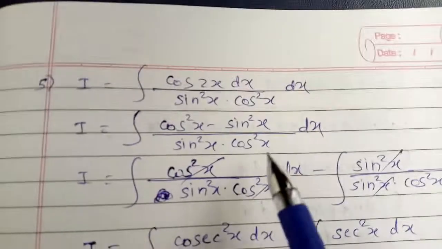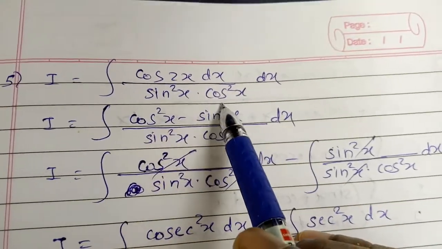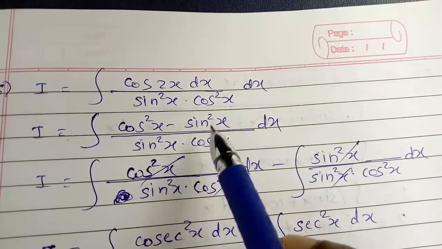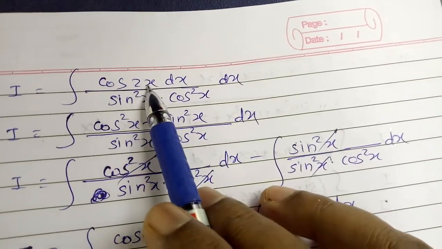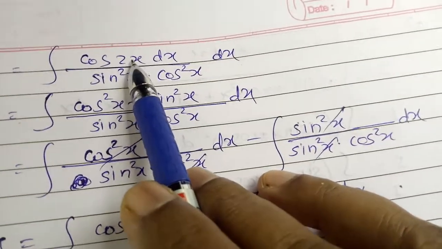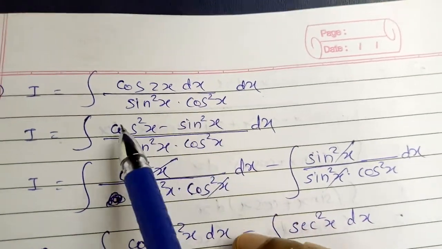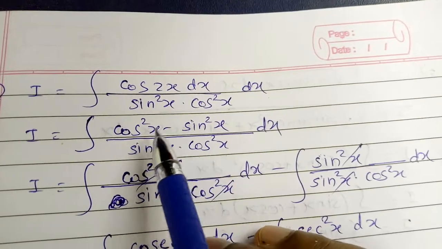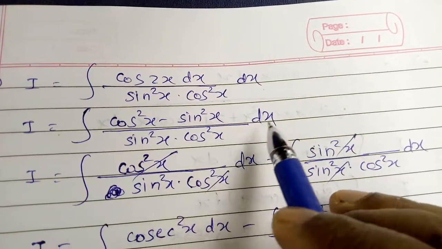Now see example number 5. Integration of cos 2x dx upon sin square x into cos square x dx. So again the denominator is in terms of square, so we are going to apply the formula of cos 2x which is in terms of cos square x and sin square x. So I is equal to integration of cos square x minus sin square x upon sin square x into cos square x dx.